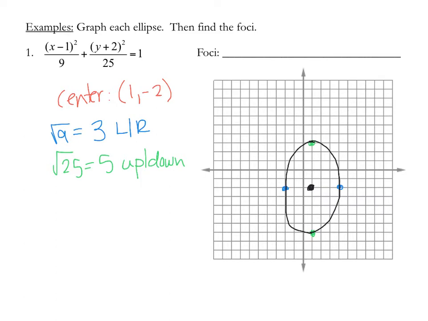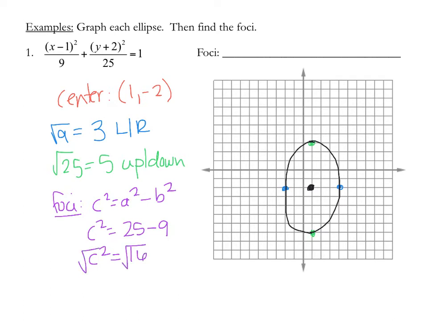And then here's what's new with these, is the foci. Still the same formula. C squared equals a squared minus b squared. So that's going to be c squared equals 25 minus 9. C squared equals 16. And take the square root. We get c is equal to 4.